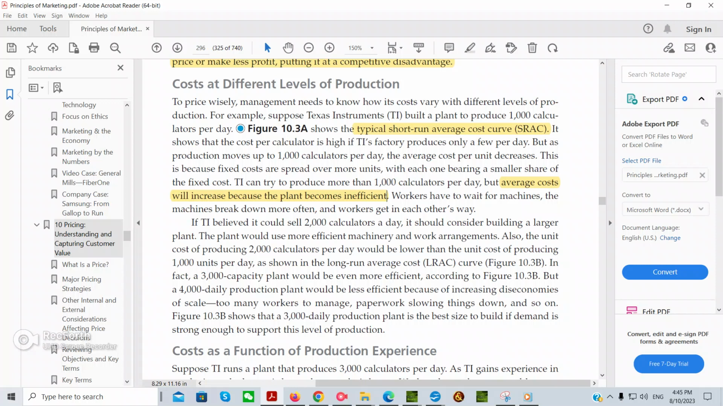Now, for example, if Texas Instruments believed it could sell 2,000 calculators a day, it should consider building a larger plant. Like I told you, the plant would use more efficient machinery and work arrangements. So that means the unit cost would be cheaper because they're more efficient. So the unit cost of producing 2,000 calculators per day would be lower than the unit cost of producing 1,000 units per day. So per unit, it's cheaper, right?